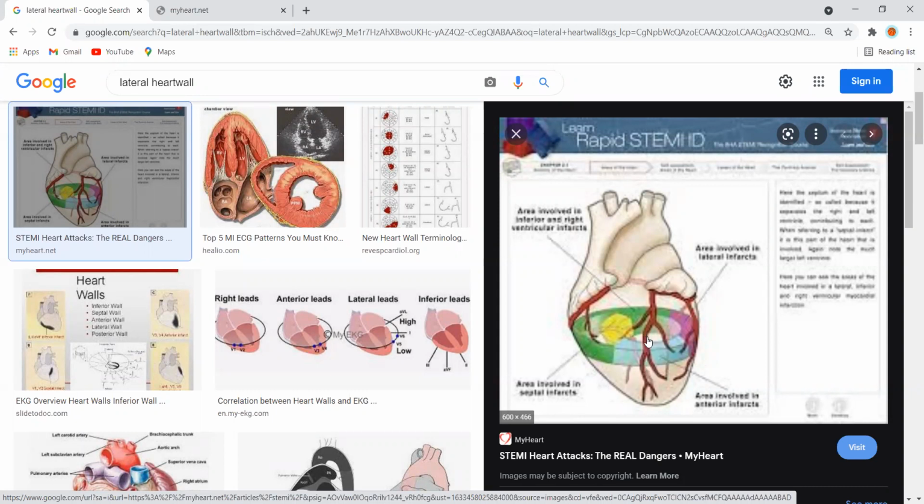So if there is left bundle branch block, the right side of the heart will be depolarized first. In the left bundle branch block, the right side of the heart will depolarize first. Is that right? Because the left bundle branch is blocked, so the right side of the heart will depolarize first.